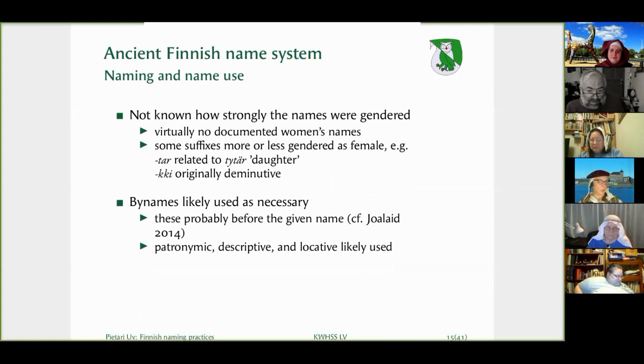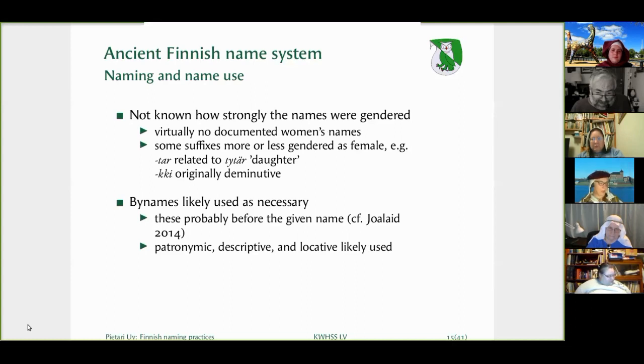Also, we don't know exactly how strongly these names were gendered, because all the evidence we have comes from early period sources that are really sparse, and so there are just about no women's names. Although there are a couple of suffixes that seem to be either exclusive or just about exclusive for female names.